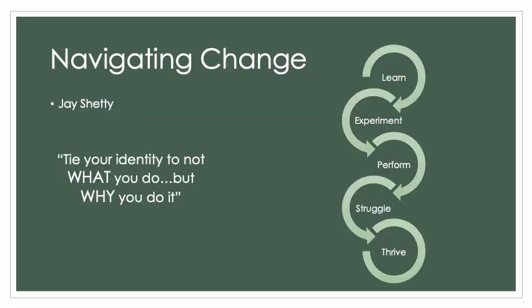So this was an infographic I obtained from Jay Shetty's masterclass, and the topic of the class was navigating through change. And he says, tie your identity to not what you do, but how you do it. It starts at the top with learning, experimenting, performing that skill or task, and then you're going to struggle because you're learning and you're new and a novice. You want to start back over again and then integrate that information you're learning.